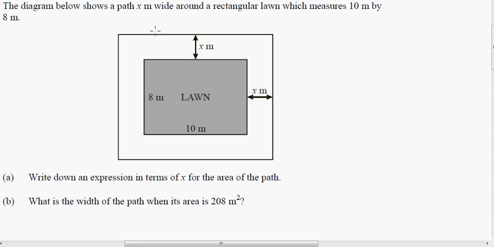You could go through this if you wanted to, make it into sections and find each area of the path. But the way I would look at this is I would look at the whole area, the outside area here.